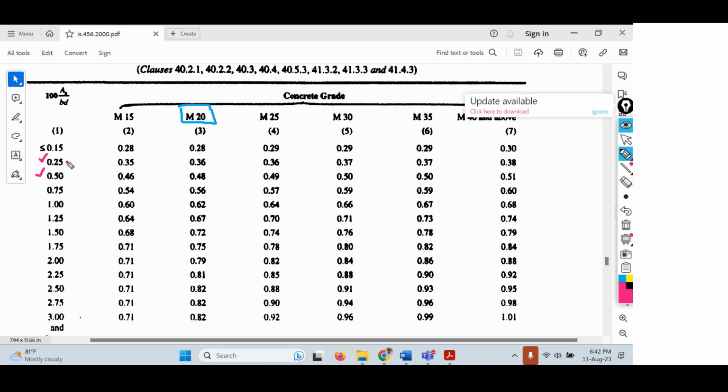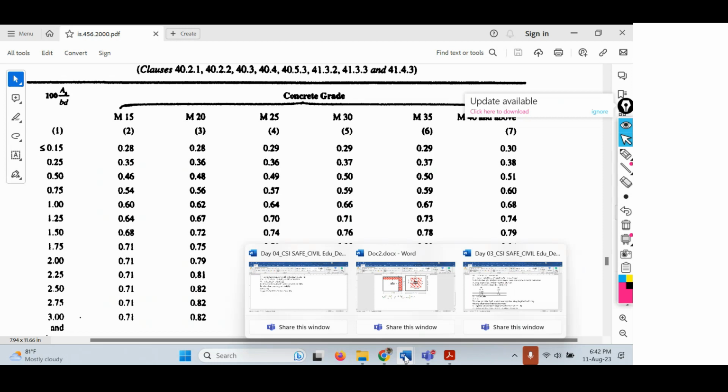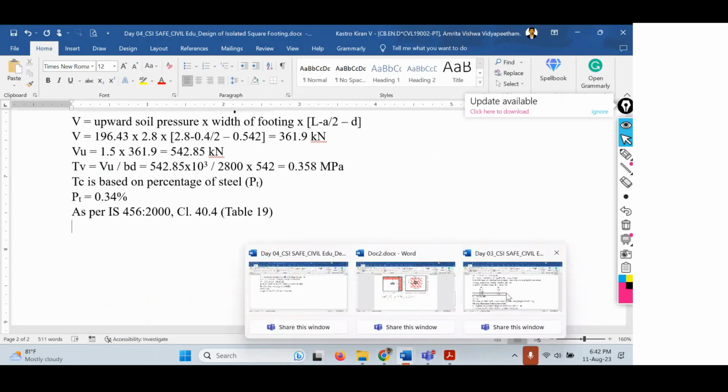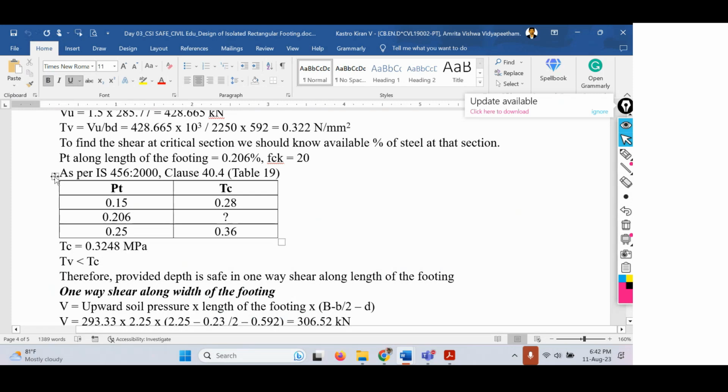That means for 0.25, the value of tau c is 0.36, and for 0.5, the value of tau c is 0.48. So when you interpolate these two, you're going to get the value of tau c when pt equals 0.34. Let me write that table here.